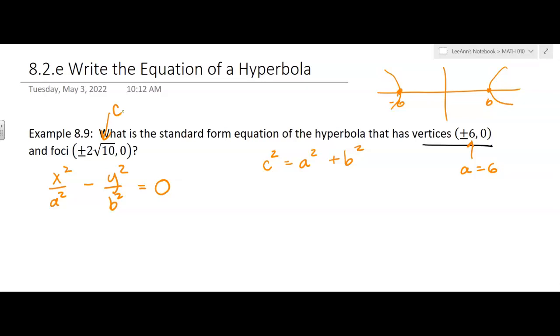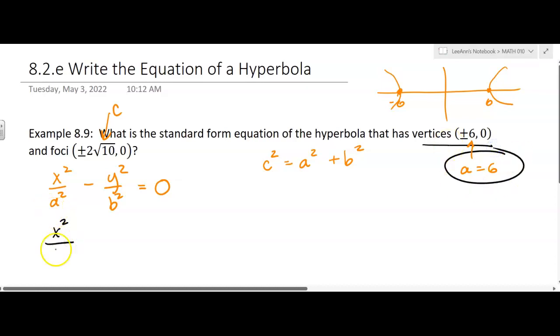So, okay, let's put stuff in then. So we have x squared. We know a was 6, so it's going to be over 6 squared. We'll figure that out in a minute. Minus y squared over, okay, now I'm looking for b or b squared. So I have to use this equation right here. My c is 2 times the square root of 10, and I'm going to square that.